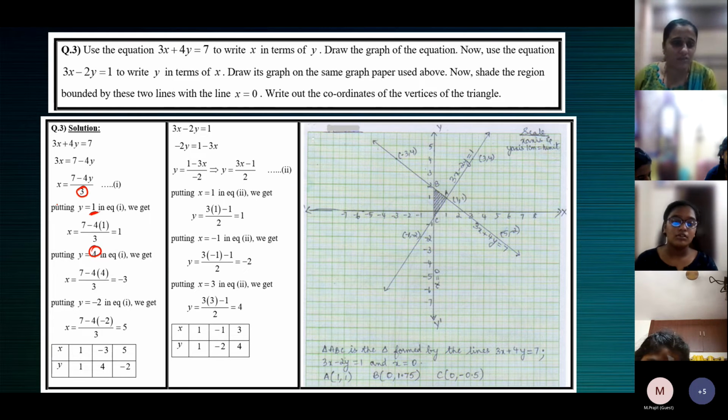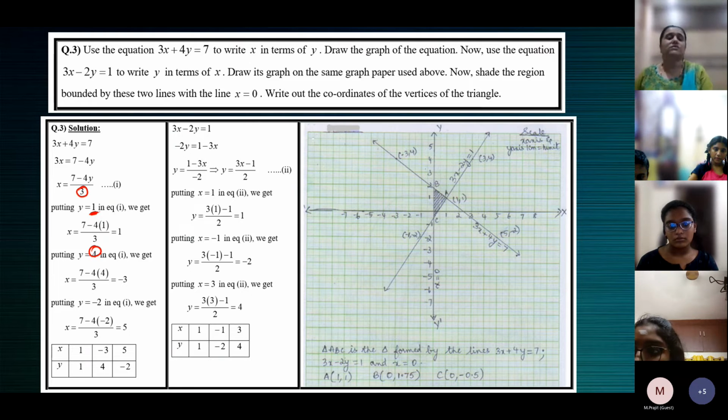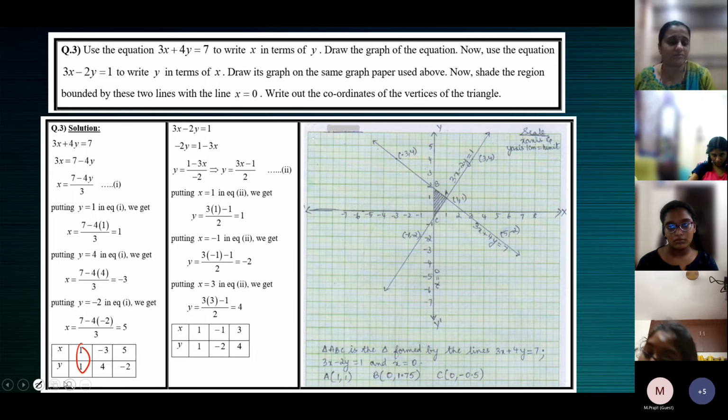Or, after finding the first value 1, 1 minus 3 is minus 2. Minus 2 minus 3 is minus 5. Minus 5 minus 3 is minus 8. Like that you can take values. I hope all of you understood. Try that. So like this, we make an XY table, and we get the values for X and Y.